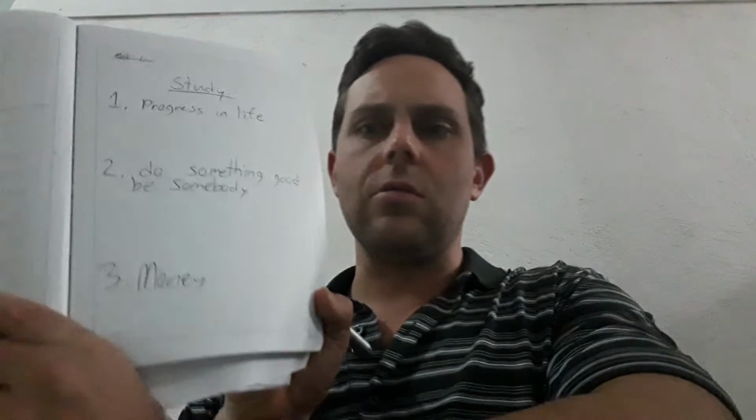And what is your second topic? To be somebody in life. Okay, alguien importante, para ser alguien importante. Money, okay. So, do something good. Be somebody. I want to be somebody. Okay, be somebody. And money. Okay, so this is the typical outline.